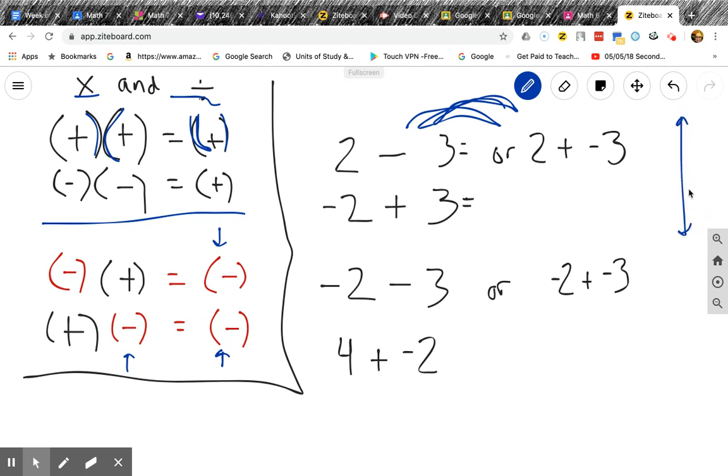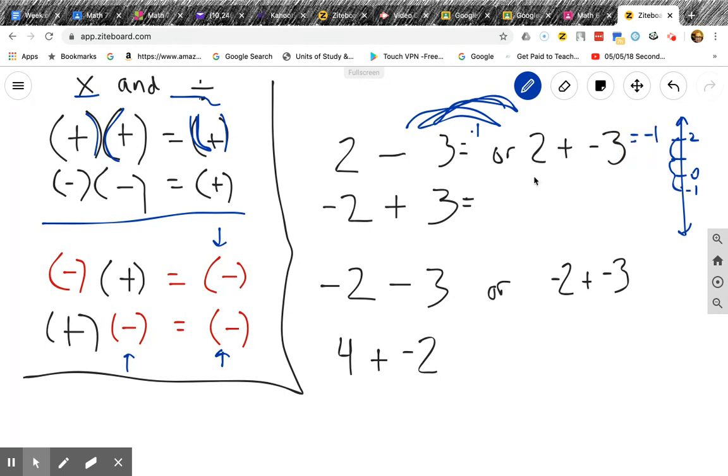So if this is 0 and I go to positive 2, 1, 2, here's positive 2, and then I go minus 3 or plus negative 3, the same thing. That means I go down 3: 1, 2, 3. So my answer is at negative 1.